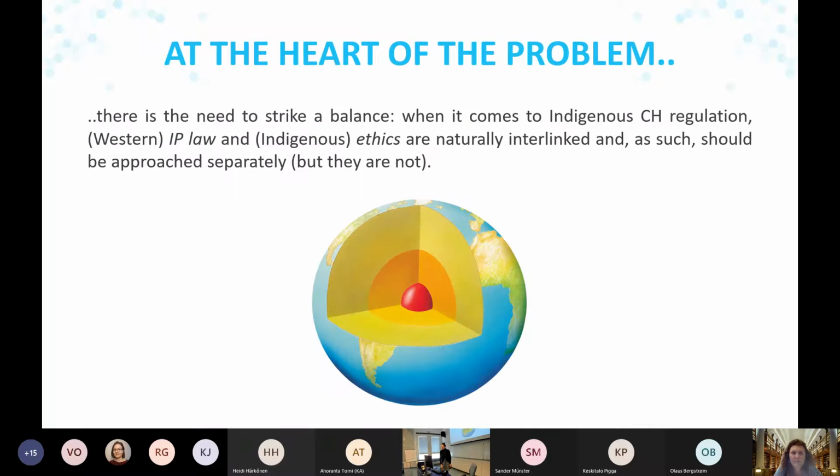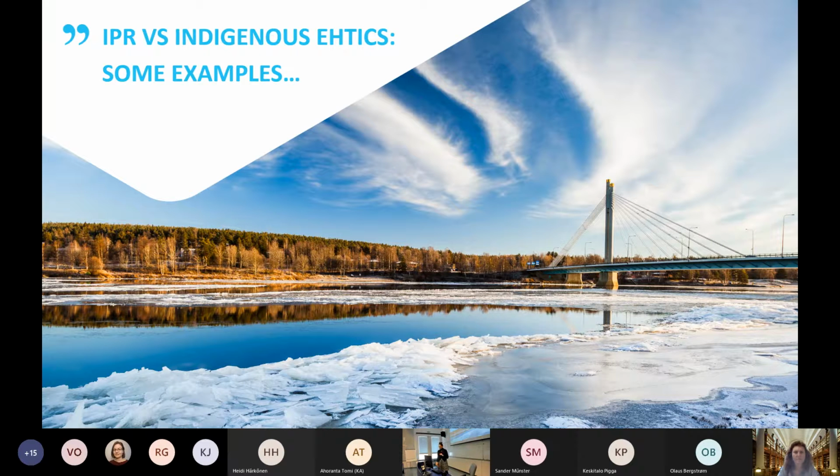There are different perspectives on this, but I would say that, according to our findings, at the heart of the problem is how we can really balance economic efficiency in IP and IPRs in general with the ethics, especially the ethics at the basis of indigenous peoples' values. Is this possible? How can we do that? How can we reach, how can we strike, that balance? There are ways.